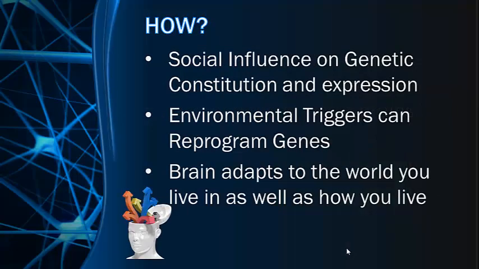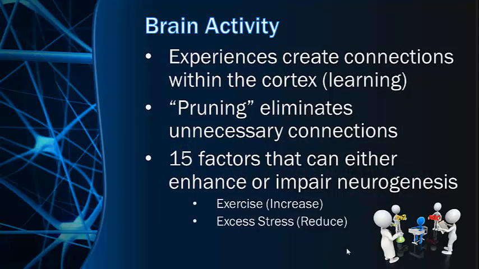How can we change? Well, there are social influences on genetic constitution and expression. There are environmental triggers that can reprogram genes, and the brain can adapt to the world you live in as well as how you choose to live. Brain activity: the experiences create connections within the cortex, and your brain both adds new connections and prunes other connections that it seems to be unnecessary.